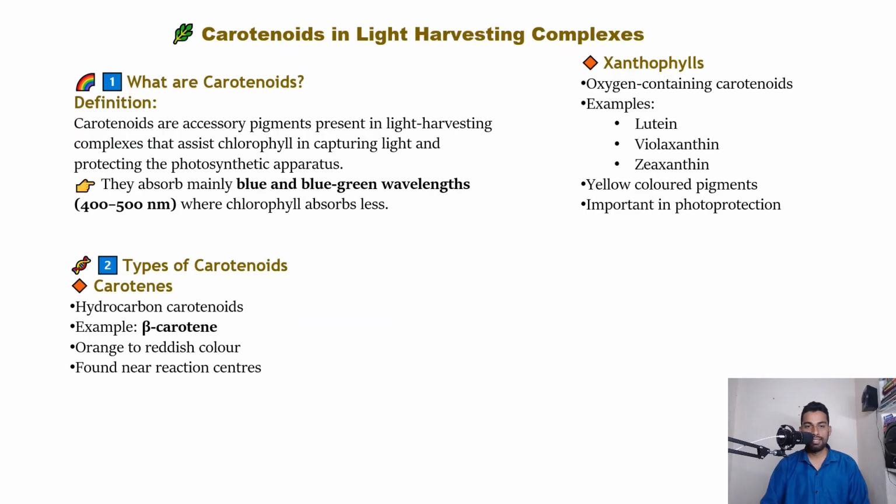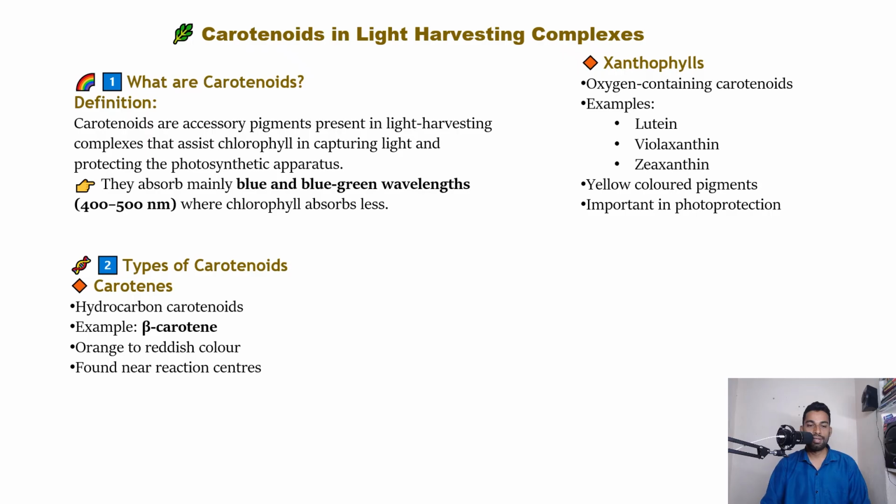So let us see the second one, carotenoids in light harvesting complexes. What are carotenoids? Definition. Carotenoids are accessory pigments present in light harvesting complexes that assist chlorophyll in capturing light and protecting the photosynthetic apparatus. So carotenoids are useful for absorbing light, and also for protecting the photosynthetic apparatus. They absorb mainly blue and blue-green wavelengths, that is 400 to 500 nanometers, where chlorophyll absorbs less.